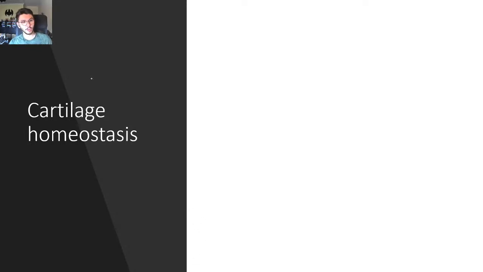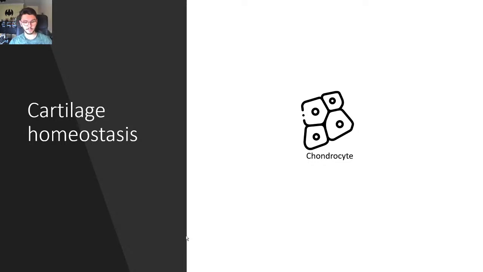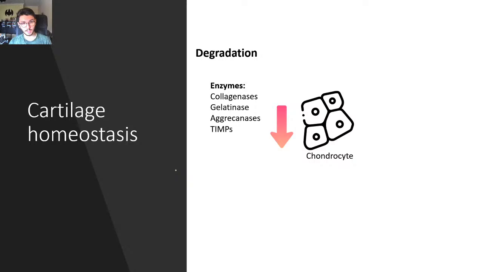So the next step is cartilage homeostasis. So we have these chondrocytes right here, and much like in bone repair, we have degradation and we have synthesis. So for degradation, we have enzymes which break down things. In the bones, it was osteoclasts. In tendons, it was macrophages and other local cells. Here we have collagenases, gelatinases, aggrecanases, and TIMPs, which are called tissue inhibitors of metalloproteinases.